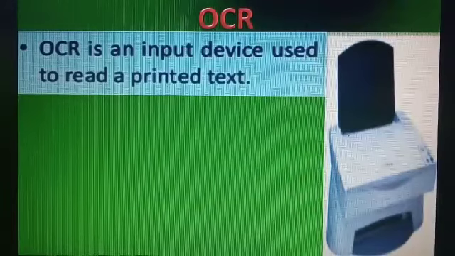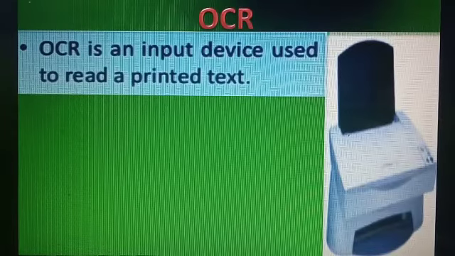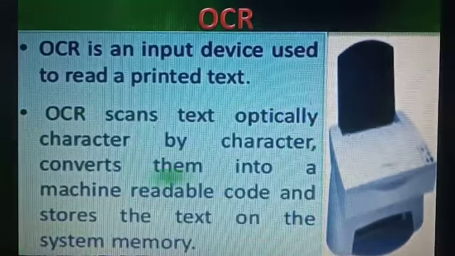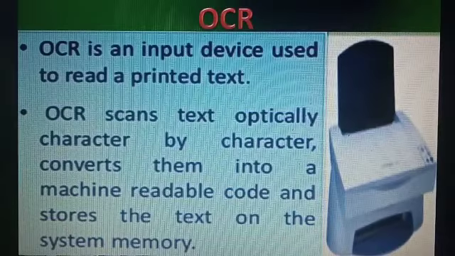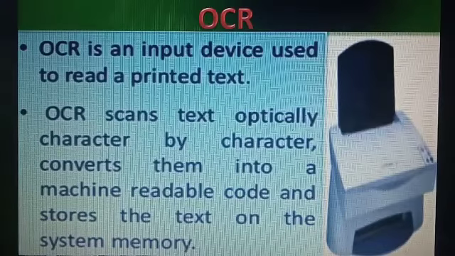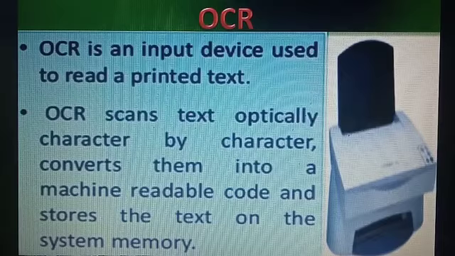Now we study OCR, that means optical character recognition. OCR is an input device used to read printed text. OCR scans text optically character by character, converts it into machine readable code and stores the text in the system memory.